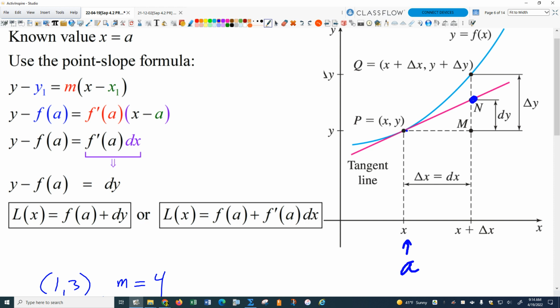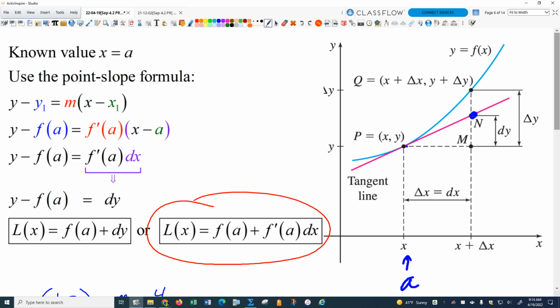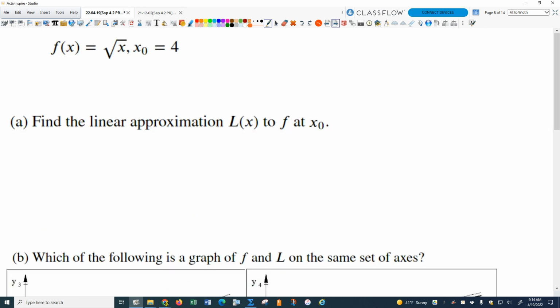I like to remember it, instead of just writing dy, I prefer this expression right here, because this is the one we're actually going to use. When we calculate the differential dy, we do it this way, f prime of a times dx. So that's really the only formula you need. That's everything for linearizations right there. That's it. Okay? Okay, let's do an example. I'm going to skip up to an example. How about that right there?